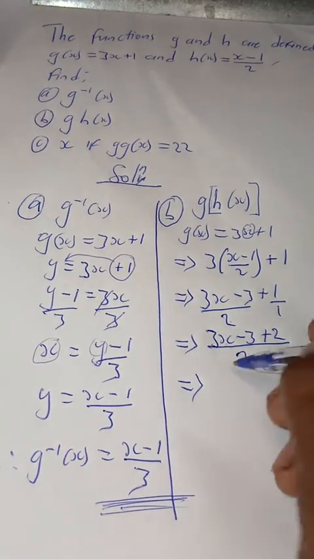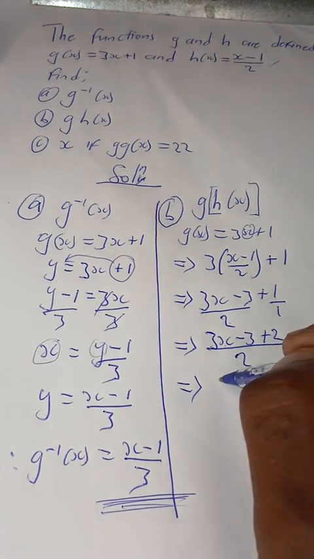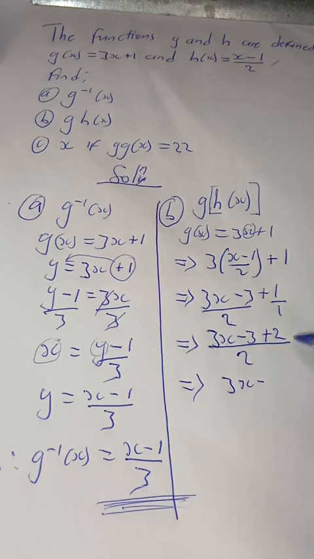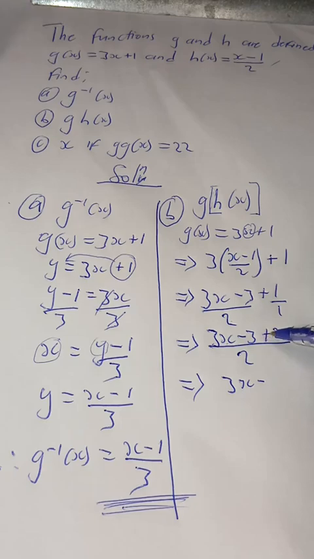So here we are going to have 3x minus, since we have two different numbers and two different signs. When we have different signs, what we do is subtract and maintain the sign of the bigger number.